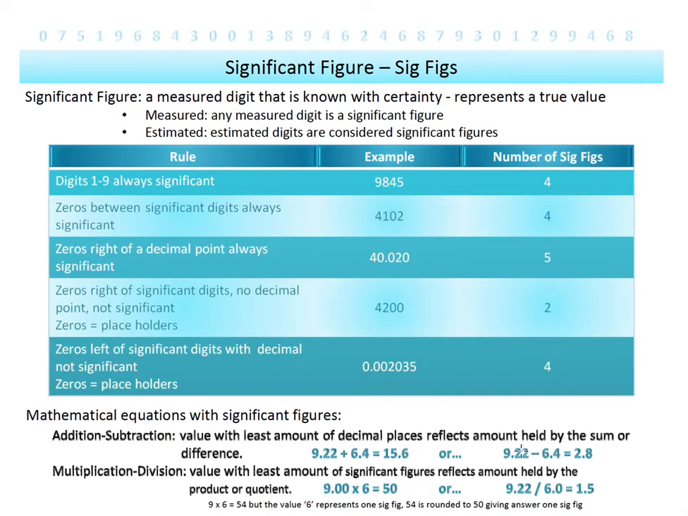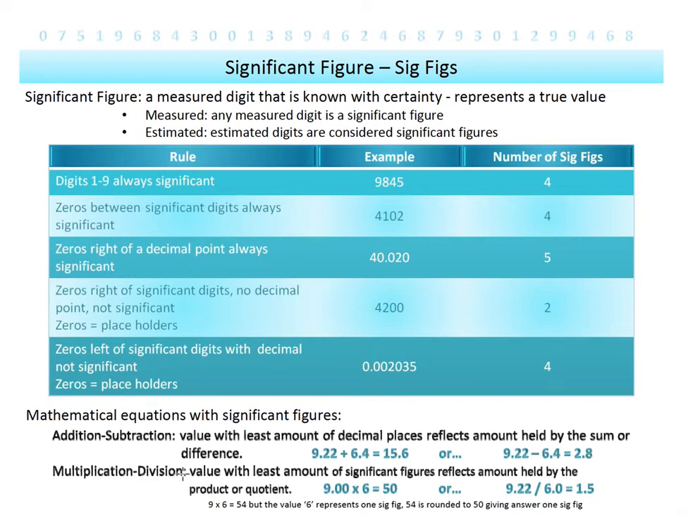Or same for subtraction. This one goes to the hundredths, this one goes to the tenths, so your answer can only go to the tenths. Notice it doesn't matter that you have 2 sig figs here and you still end up with 3. The fact that you have 2 sig figs here and end up with 2 is coincidence. You're really just looking at places after the decimal with addition and subtraction.